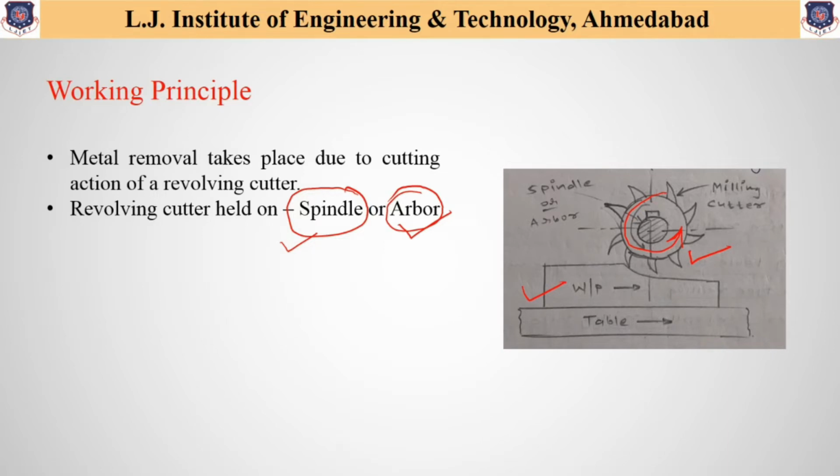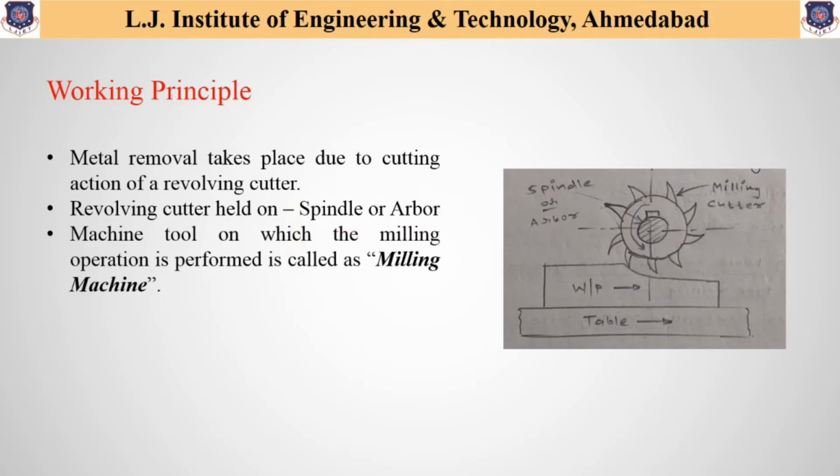So any of the machines that can perform milling operations, all those machines are called as the milling machine. So this is the simple definition of what is milling process and which machines are called as the milling machines.